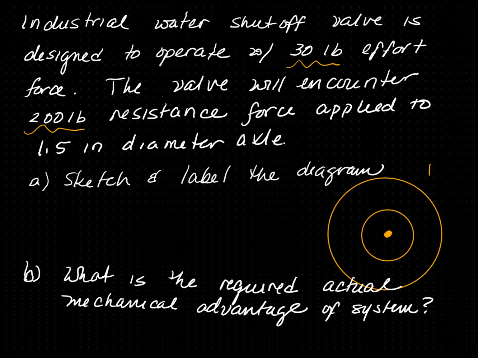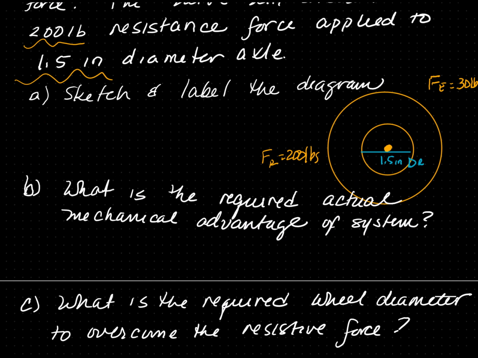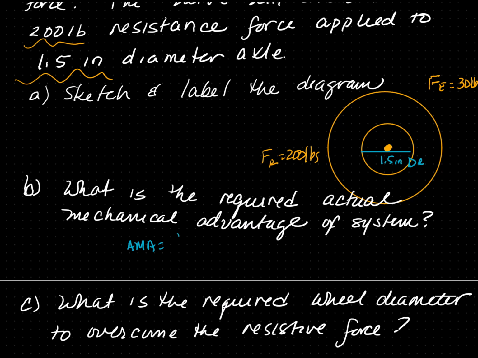So we're going to apply an effort force of 30 pounds, and then our resistance force is for the smaller wheel, which is 200 pounds. This 1.5 inch is the diameter of the smaller wheel. So this right here is 1.5 inch, and this is my distance R. Part B asks, what is the required actual mechanical advantage of the system? The formula is still the same. AMA is equal to FR over FE. FR is 200 pounds. FE is 30 pounds. So this is equal to 6.67.